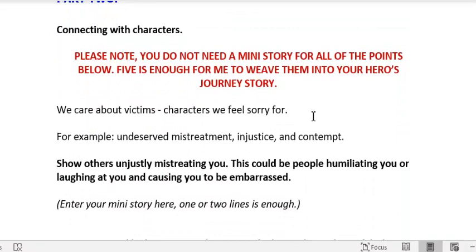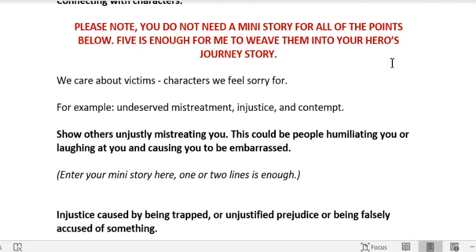We care about victims, the characters we feel sorry for. For example, undeserved mistreatment, injustice, or contempt. Show others unjustly mistreating you. This could be people humiliating you, or laughing at you, or causing you to be embarrassed.